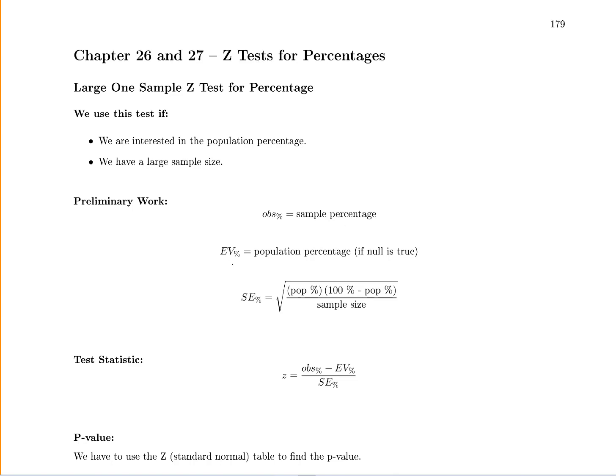Your expected value for the percentage, well, our formula in all of our chapters so far has been the expected value is equal to your population percentage. And we'll say that's the population percentage if the null is true. So we have to assume the null is true.